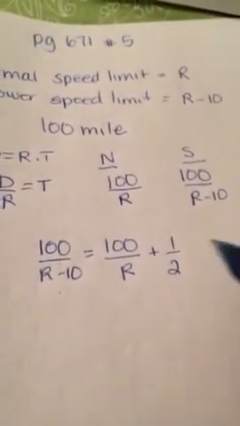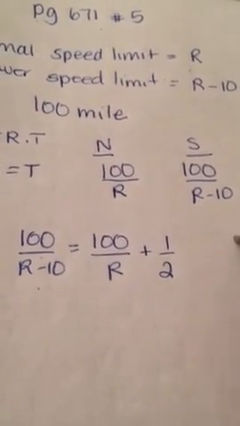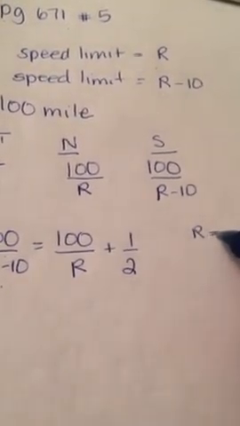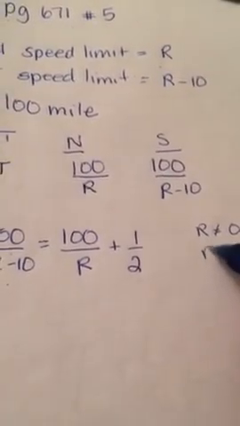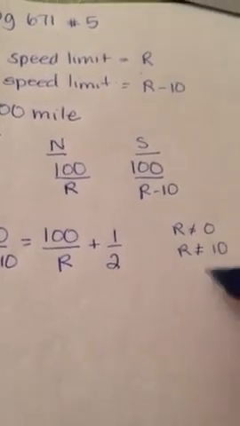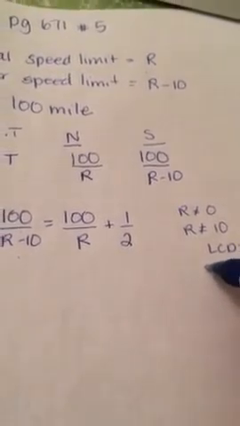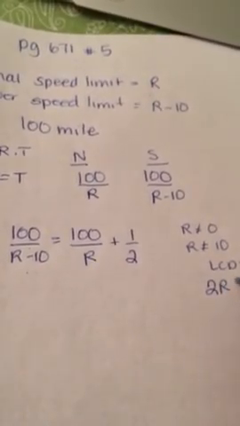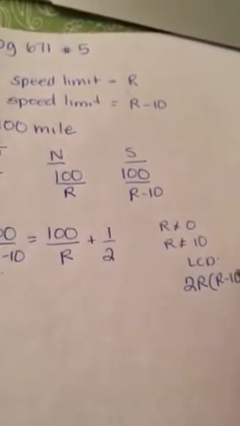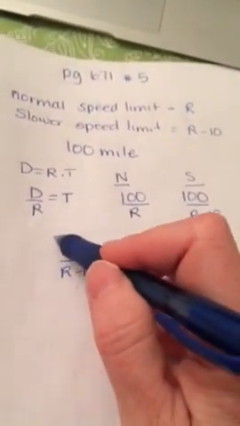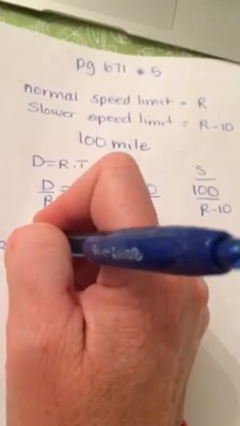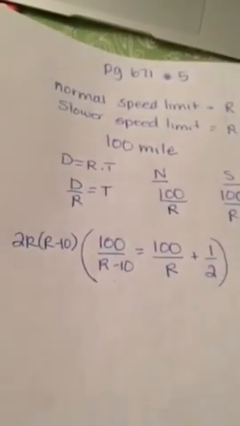So I need to, number 1, write down my domain. So my domain is R cannot be 0 and R cannot be 10. And then I know my LCD in this case would be, ooh, this is an ugly one, 2R times R minus 10. Okay, so now I'm going to multiply the entire equation by that LCD, 2R times R minus 10. Sorry, my hand's in the way.